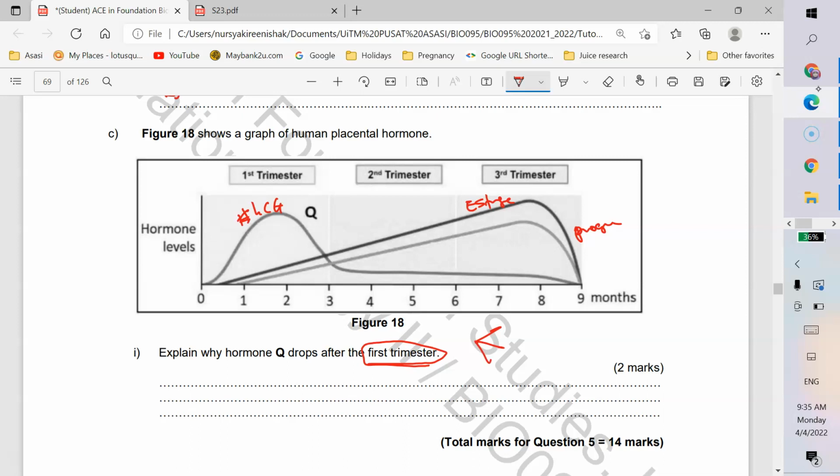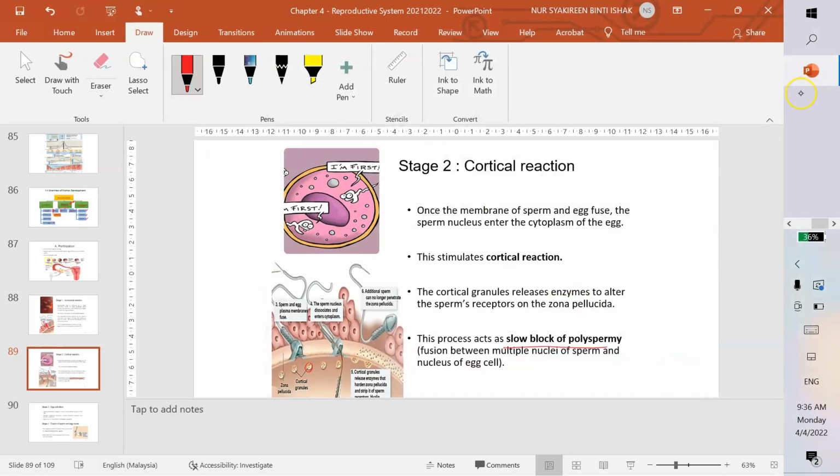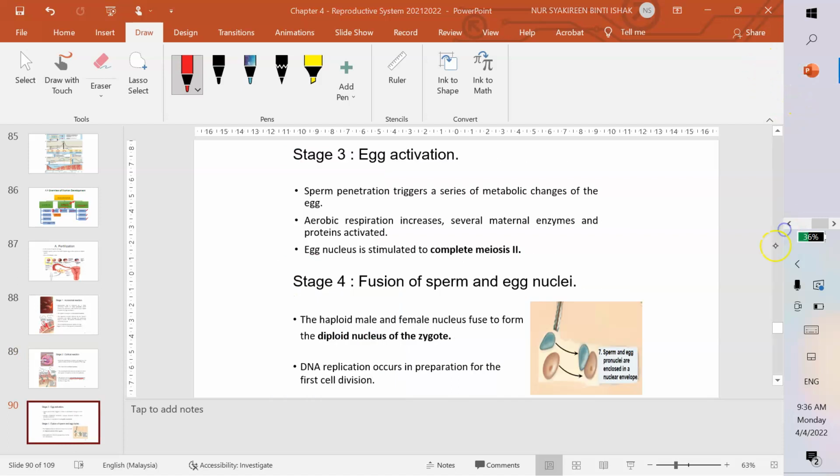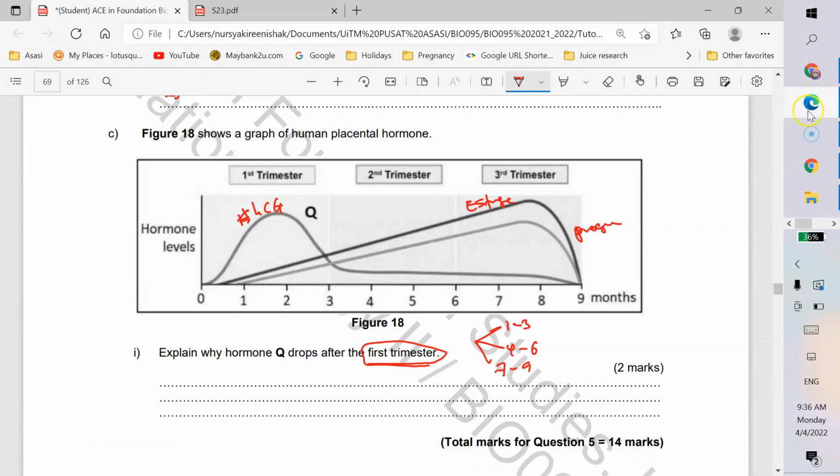Pregnancy ni terbahagi kepada 3 trimester. Trimester pertama, kedua dan ketiga. Trimester pertama, bulan yang pertama sampai bulan yang ketiga. Trimester yang kedua, bulan keempat sampai ke-6. Trimester yang ketiga, 7 sampai 9. Okay. So if you look at this graph, trimester pertama, kenapa awak tengok hormon Q adalah HCG. If you mention Q is HCG, human chorionic gonadotropin, dah dapat satu markah.